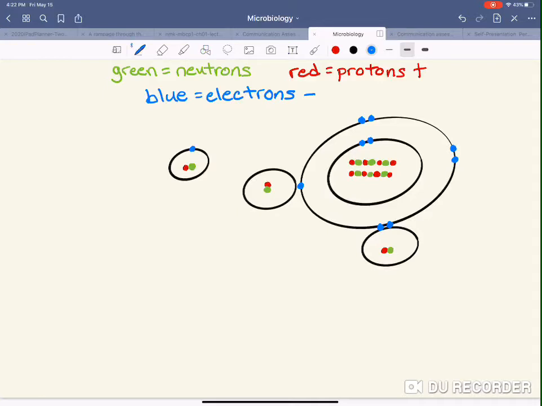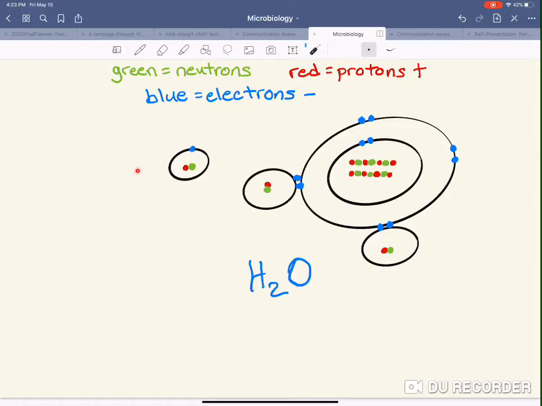And then it's gonna be sharing these electrons. So now we have H2O because you have two hydrogen atoms sharing their outer electrons with the oxygen atom that was looking for two more electrons. And again, all the protons, neutrons, and electrons is just balanced.